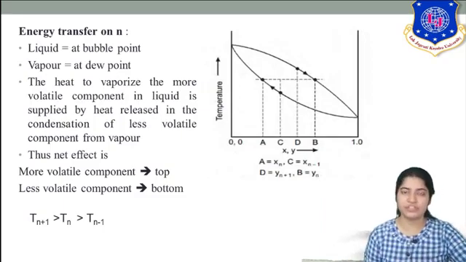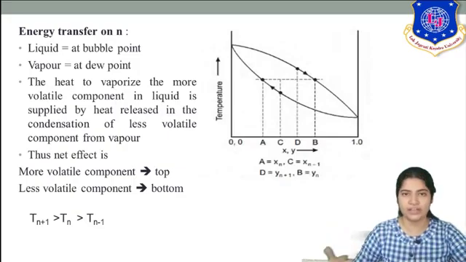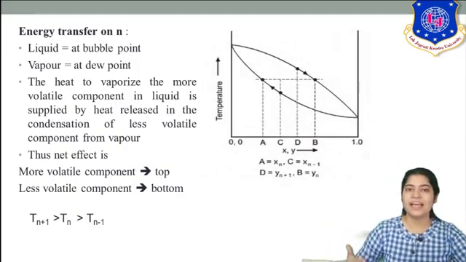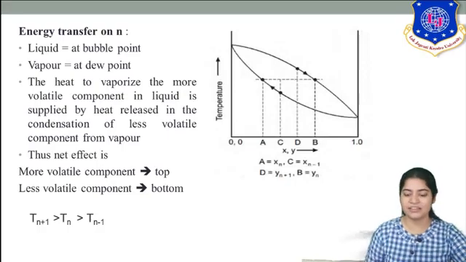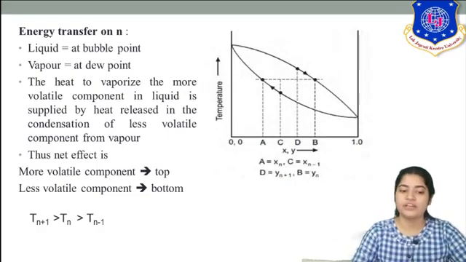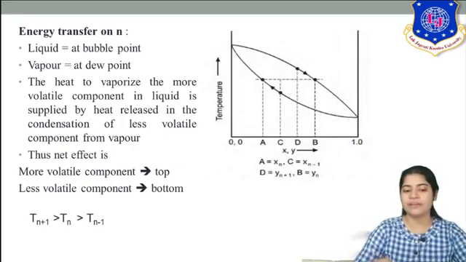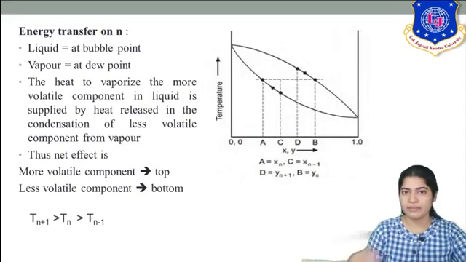Now talking about the temperature. As we go to the top, temperature decreases, because on top you get your more volatile component, and the boiling point is of course less. Hence the temperature at the top is less than that at the bottom. So you can see the temperature versus mole fraction graph. On the bubble point curve, as you go from C to A, from the n-1 plate to the n plate, your temperature increases, whereas when you go from D to B, it is decreasing.